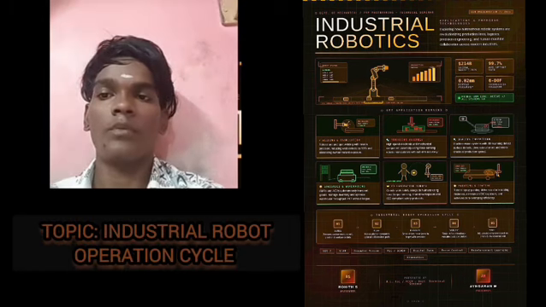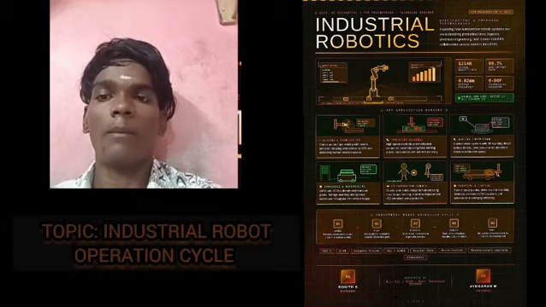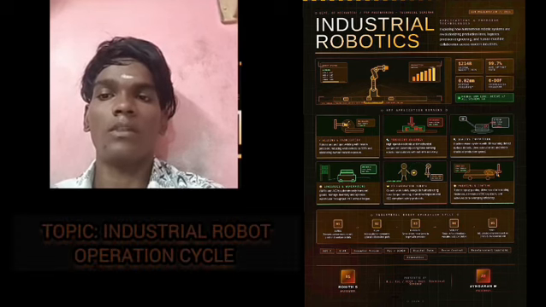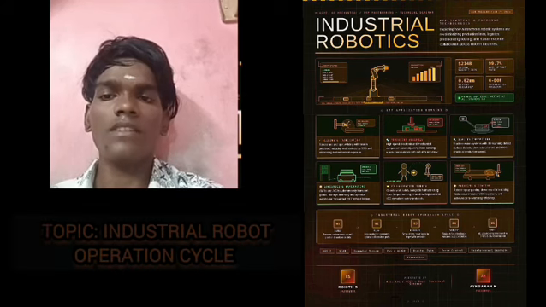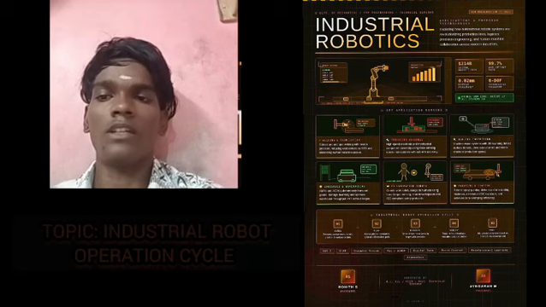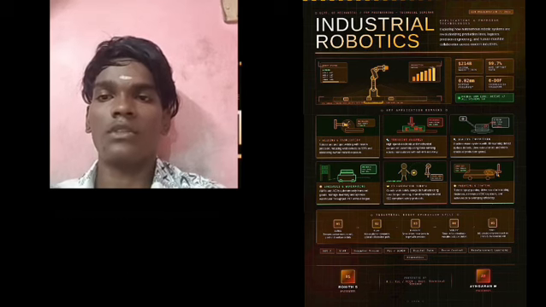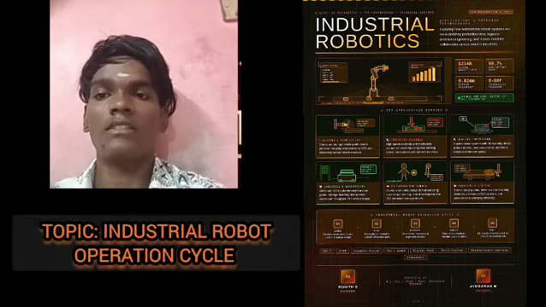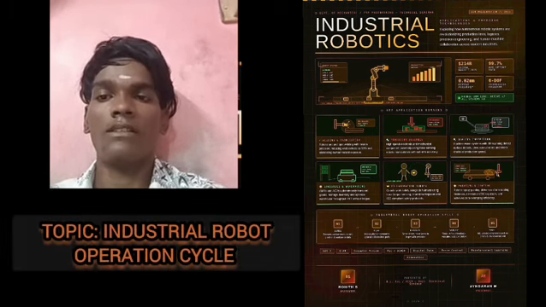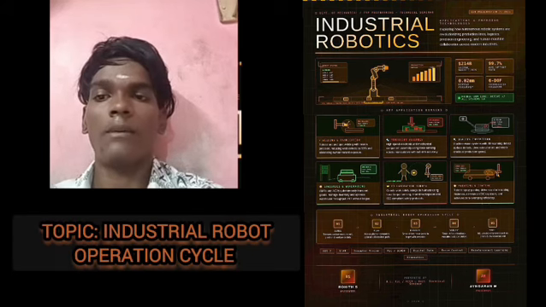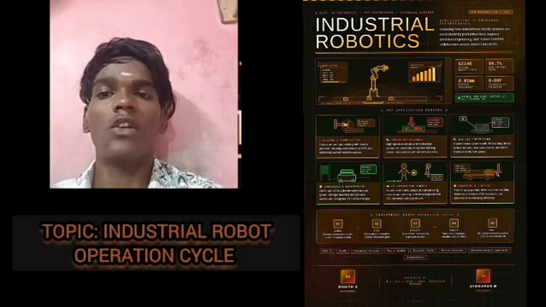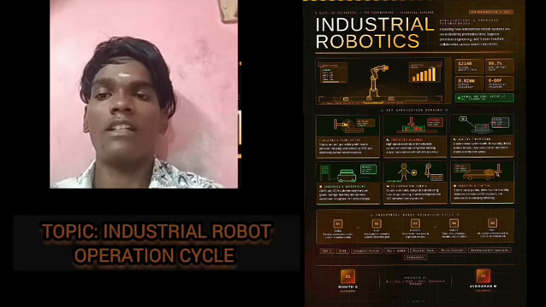The second one is plan. Once the data is collected, the robot's brain decides how to move. What happens? The system performs motion planning to calculate the most efficient and accurate path to the target while ensuring a collision-free trajectory. The next one is execute. This is the action phase where the robot physically moves based on the plan. What happens? The robot drives and mechanical joints move with high precision to perform the assigned task, such as picking up a part or welding a joint.